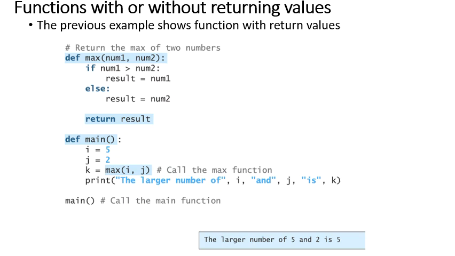Functions with or without return values. The previous example shows a function with a return value, returning the max of two numbers. So it will return the maximum value.